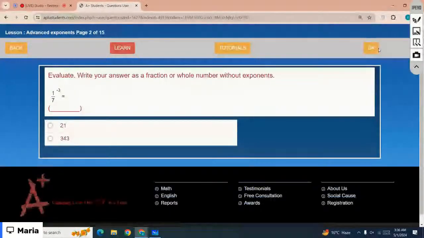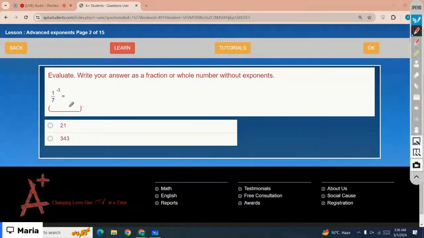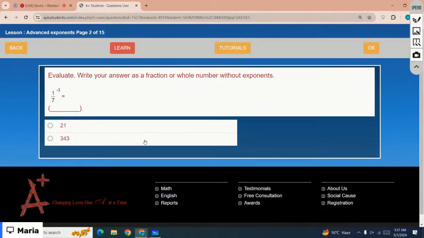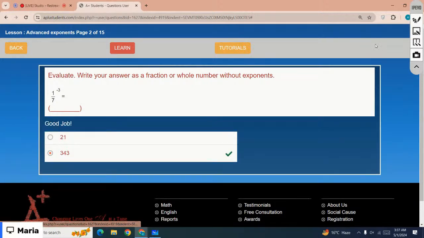Okay, the next one is evaluate 1 over 7 exponent negative 3. So that is again 1, whatever the exponent of 1 is, it would be 1 over 7 exponent negative 3. You can make the exponent positive by writing like this, and then you have to evaluate 7 times 7 times 7. So which is the correct option? Yes, that is 343. Option number 2 is the correct option.